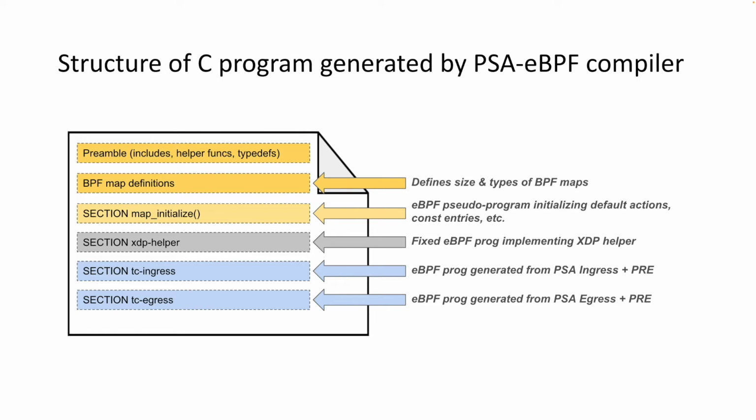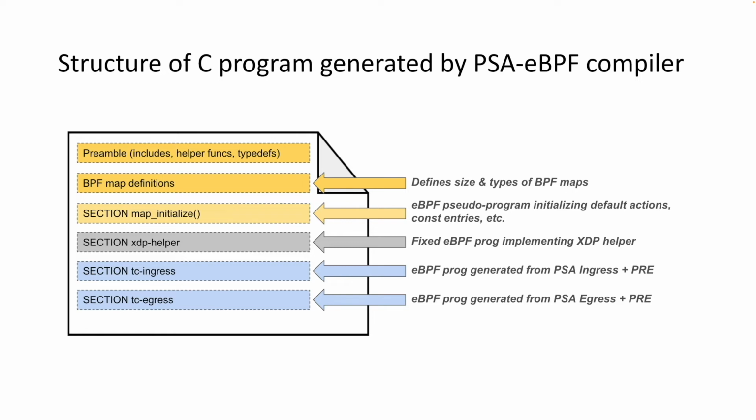The first program, which is called map initialize, is in fact not a program that is intended to do packet processing. This program is responsible for initializing the default actions, constant tables, and all different constant variables for the PSA eBPF programs. And it is called only once. We'll explain more details about this process on the next slides.